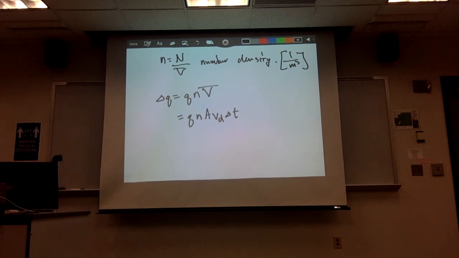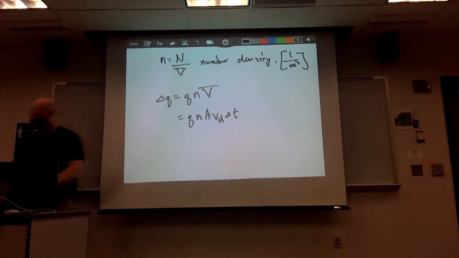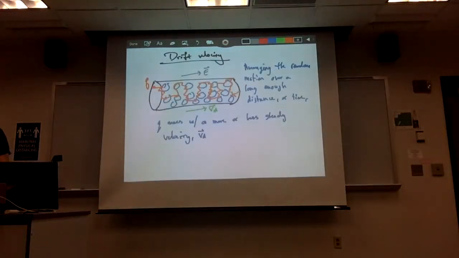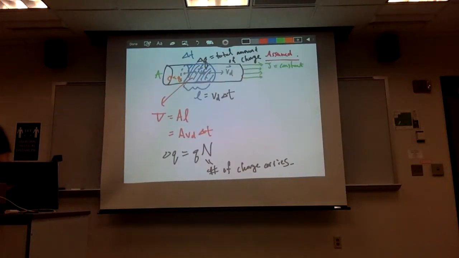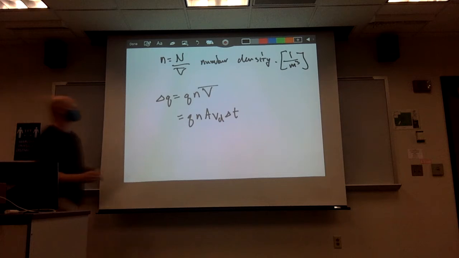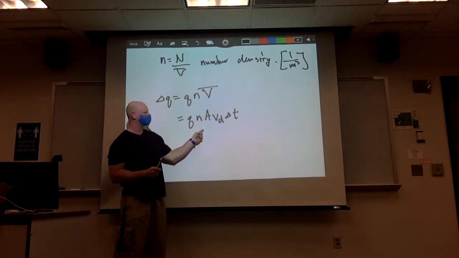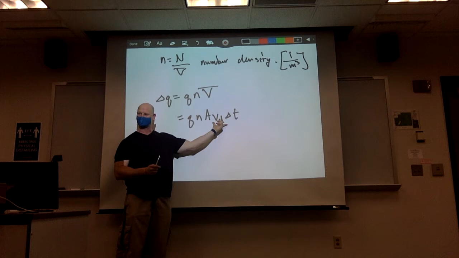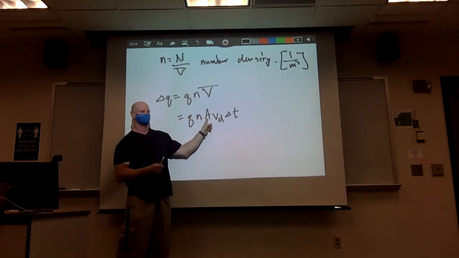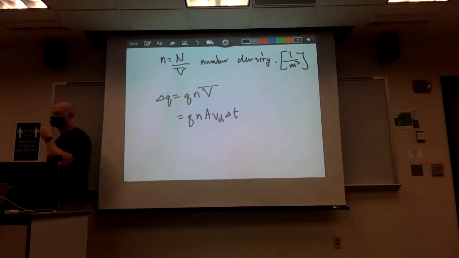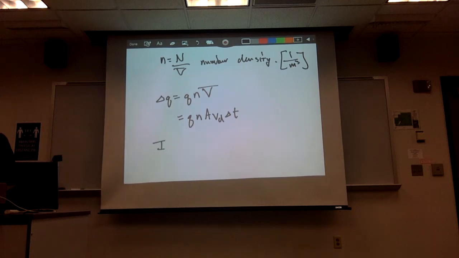So basically, all this says is that the total charge contained inside of this volume is equal to the charge of each one of these charge carriers times the number density, which again is the total number of charges per unit volume, times the volume we're looking at, which is the cross-sectional area times the drift velocity times the change in time. Now from here, we know that the current is equal to the change in charge divided by the change in time, which means the current is equal to the charge of the charge carrier times the number density times the cross-sectional area times the drift velocity. So this is actually the current.